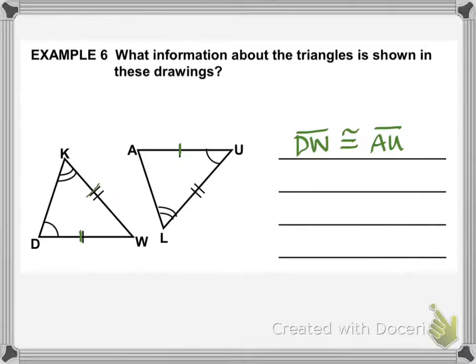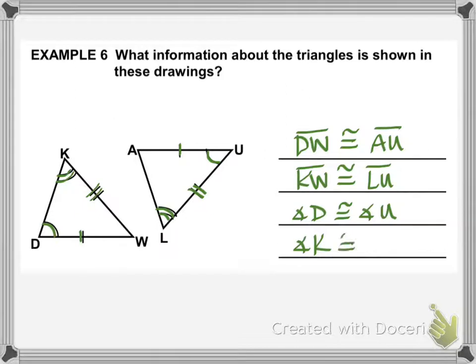I also see the two ticks in segment KW and in segment LU. So that means those two segments are congruent. Now for the angles, I see one arc through angles D and U, so those are congruent. Angle D is congruent to angle U. And I see the two arcs through angle K and angle L, so those two angles are also congruent. Angle K is congruent to angle L.